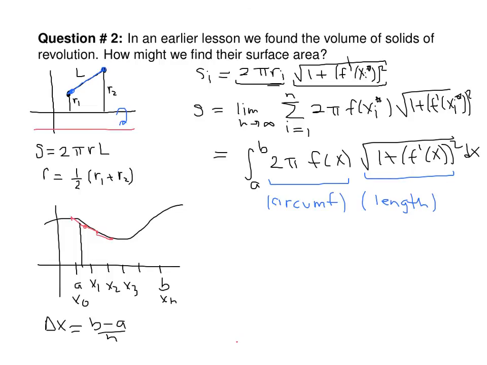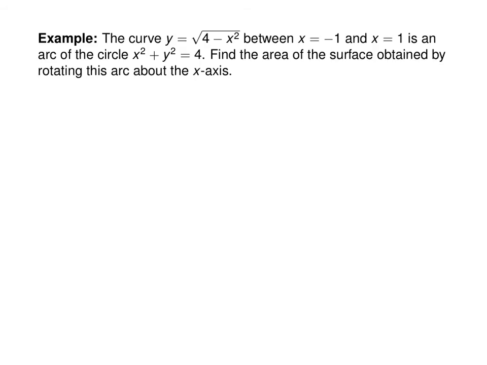So let's do a particular example. The curve y equals root 4 minus x squared between x equals negative 1 and x equals 1 is an arc of the circle x squared plus y squared equals 4. Find the area of the surface obtained by rotating this arc about the x-axis. So we have a circle of radius 2, and we are taking the portion from negative 1 to 1, and we're spinning that about the x-axis, and we'd like to find the surface area.